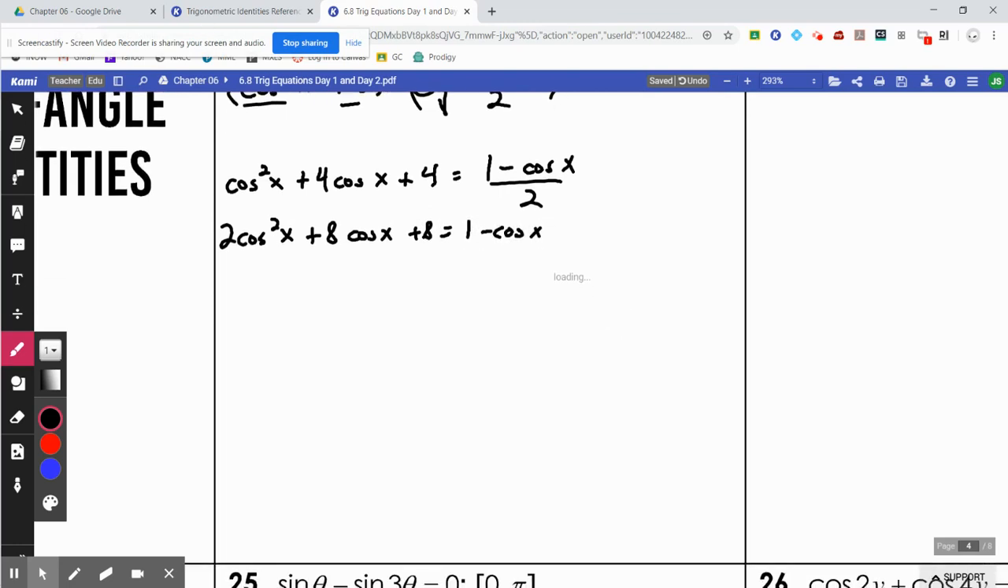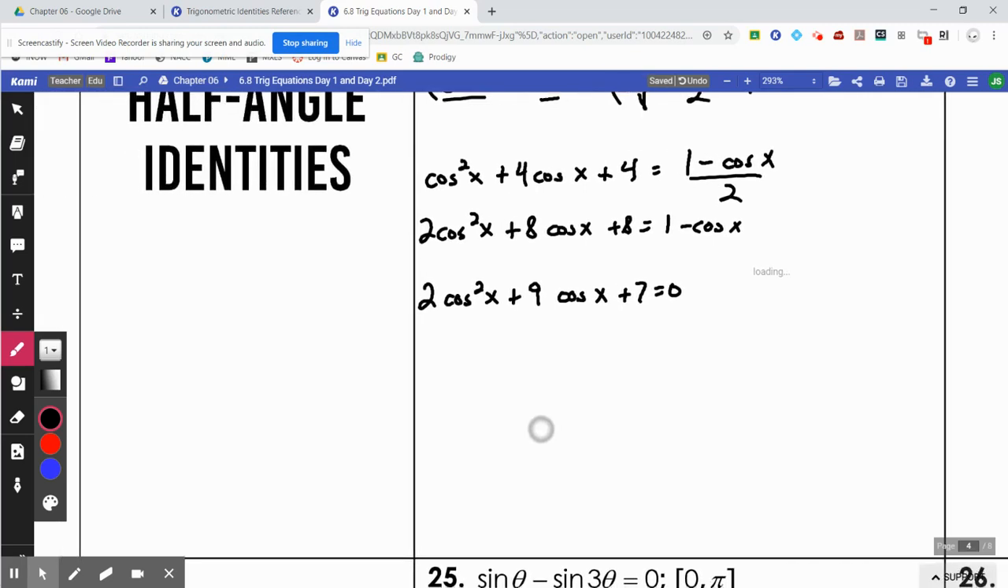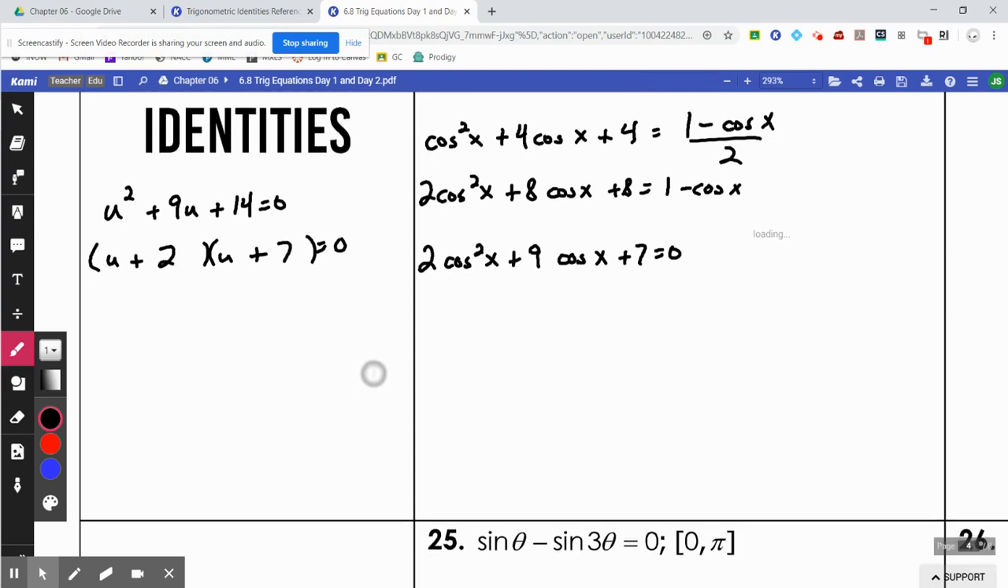Combine all your like terms, and then you have a quadratic trinomial. 2 cosine squared x plus 9 cosine x plus 7 is equal to 0. This is going to be a slip and slide factoring, so I'm going to go ahead and change all my cosines to u's just to make it easier. That'll be u squared plus 9u. Let's slide the 2 to the end, so that'd be plus 14 is equal to 0. Two sets of parentheses, adds, multiplies would be u times itself would be a plus 2 and a plus 7.